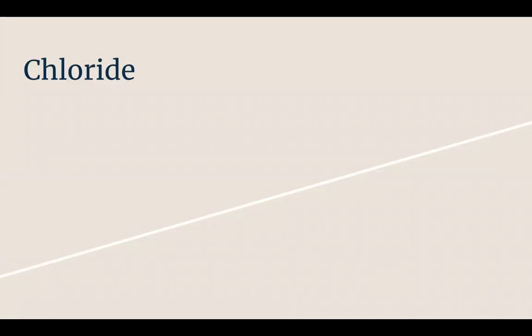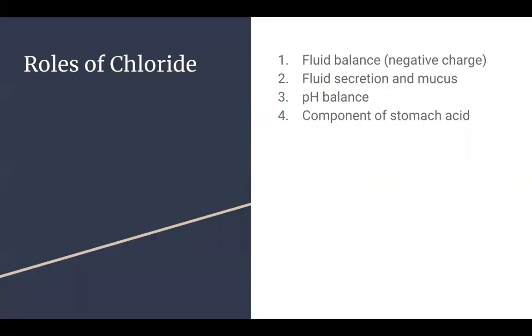All right, our last electrolyte that we have for fluid balance is chloride. Chloride also, in addition to fluid balance, serves a role when it comes to fluid secretions. So think of things such as our pancreatic juices and our stomach acids. Chloride plays a role in things along those lines. It also helps with pH balance, and it's a component of stomach acid. So hydrochloric acid, that's found in our stomachs, is made up of chloride.